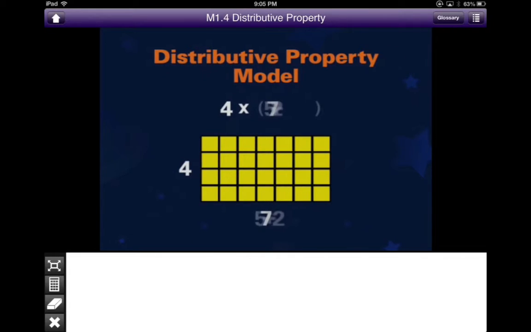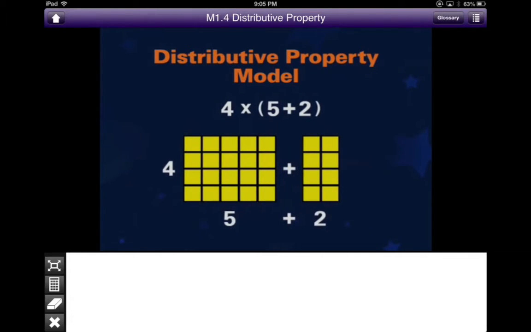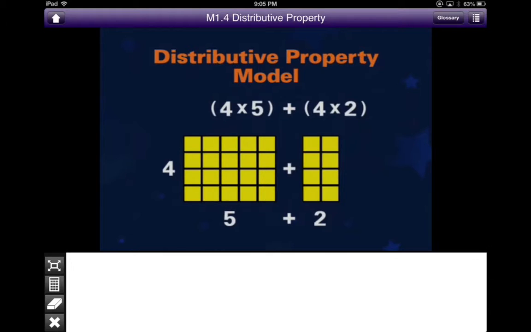I rewrite the factor 7 as a sum, 5 plus 2. Now we split the 4 by 7 rectangle into a 4 by 5 rectangle and a 4 by 2 rectangle. We can rewrite 4 times the sum of 5 and 2 as 4 times 5 plus 4 times 2. Now we're ready to solve the partial products.